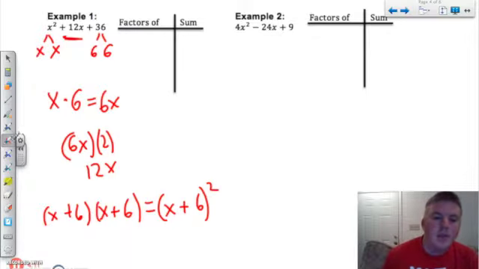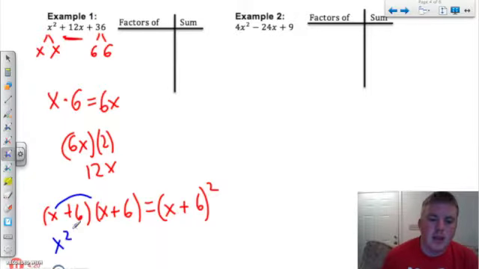If we did want to check our answer and multiply this out to make sure it did indeed match, we would take x times x and get x squared, and then we would take x times 6 and we would get 6x.